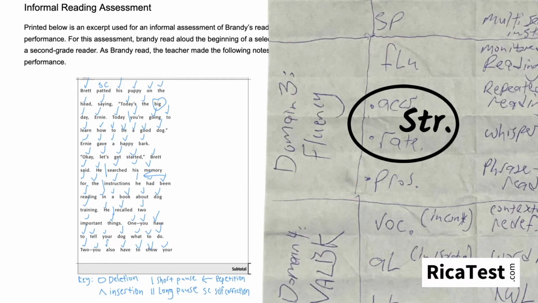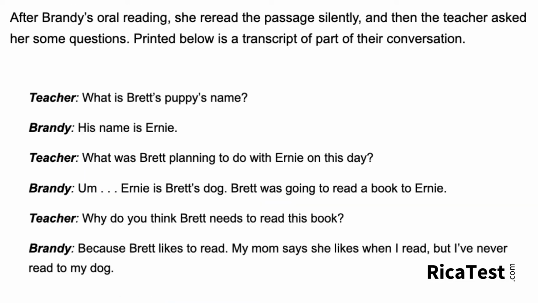Locating the fluency section on my case study map, I'm going to write STR for strength within fluency of accuracy and rate inside the IRA. So it looks like that was solid. Unless Brandy's other assessments show me otherwise, I've identified one strength so far. So one down, two more to go. Let's check out the next assessment.